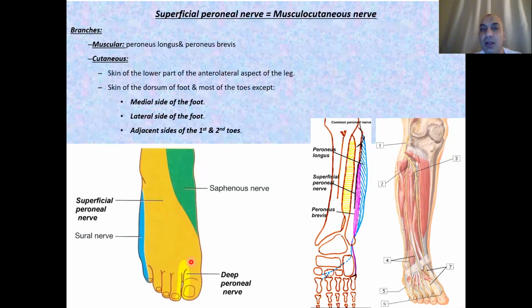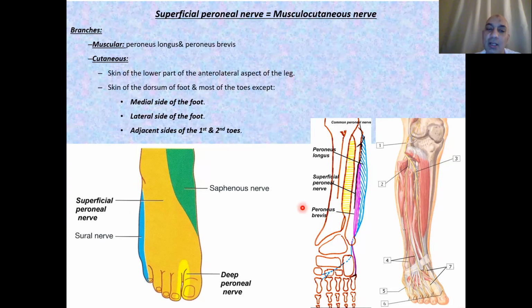This is the deep peroneal nerve. Superficial peroneal nerve, its other name is the musculocutaneous nerve. This is our name. Superficial peroneal nerve passes in the lateral compartment between the peroneus longus and the peroneus brevis. It is going to supply both muscles, peroneus longus and peroneus brevis.